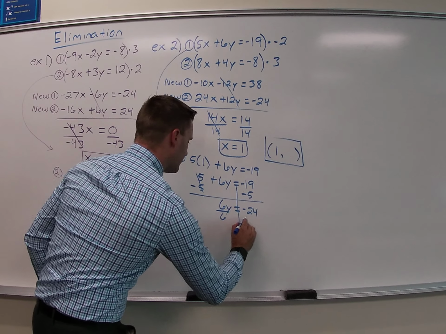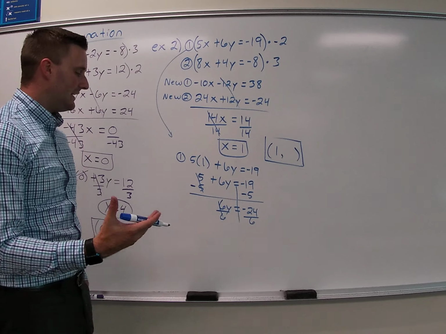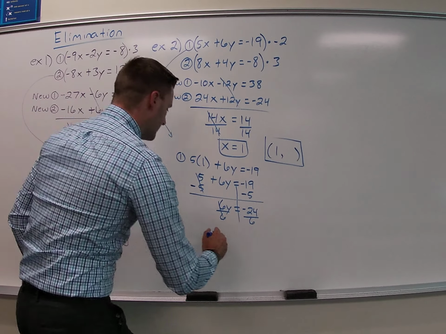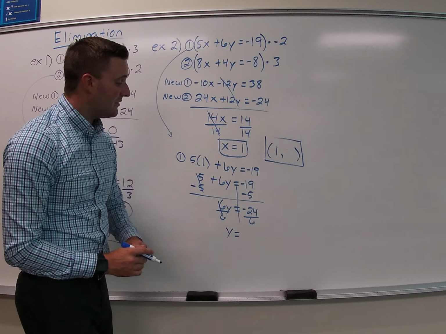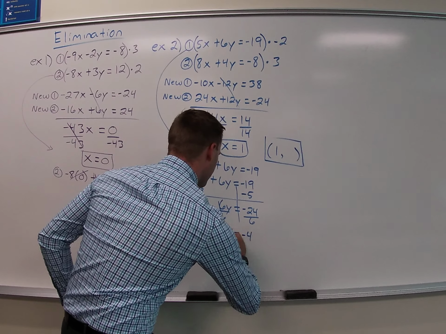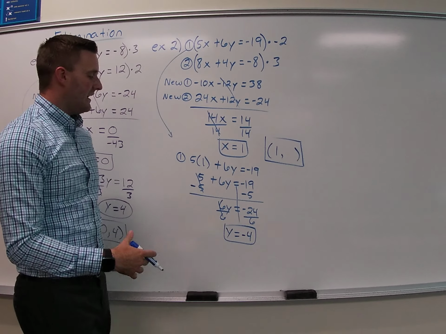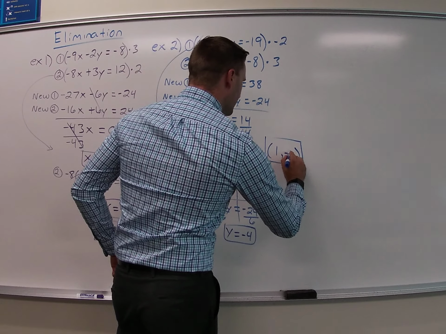So when I divide both sides by 6, and if you have a calculator, use that to help you. You're allowed to use a calculator on the ACT, so you may as well get used to using it. We have that y equals a -24 divided by 6 is a -4. So if we were to graph these or solve it another way, we would get 1 comma -4.